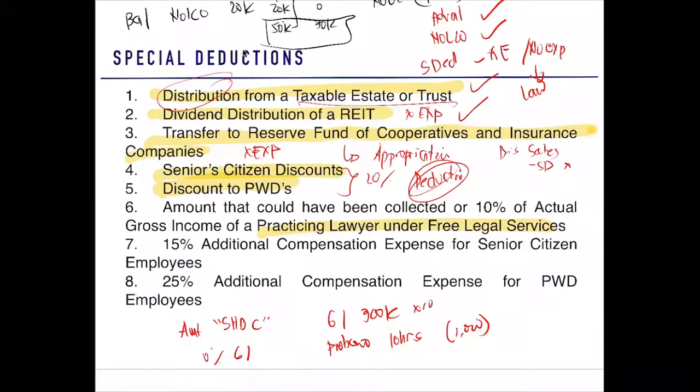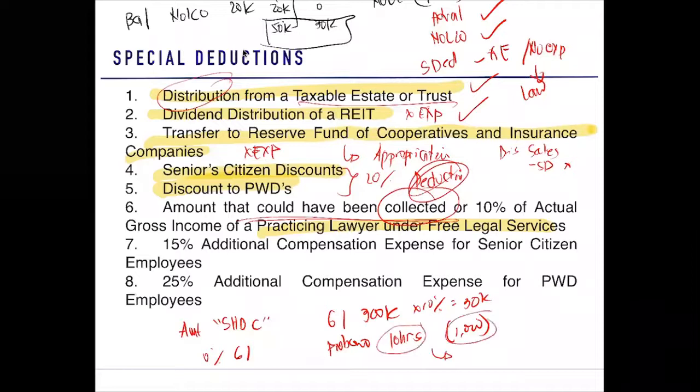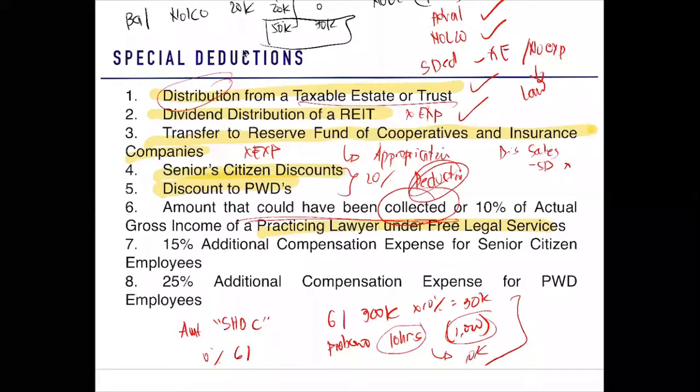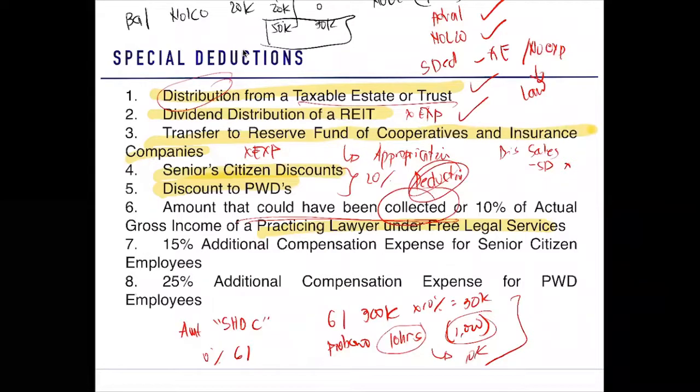So times 10%, it's either 30,000 or the amount of the collection in case it is to be collectible. Kasi dito wala ka namang i-collect. So kaya ang tinawag dyan ay could have been collected. So ang could have been collected mo, 10 hours times 1,000, 10,000. So ayan yung pwede mong deduction. So walang expense, pero meron kang deduction.